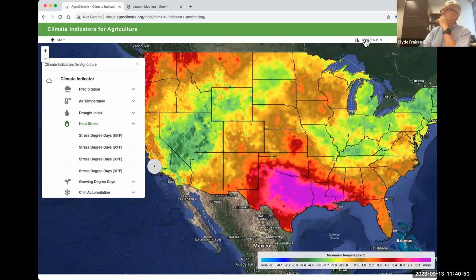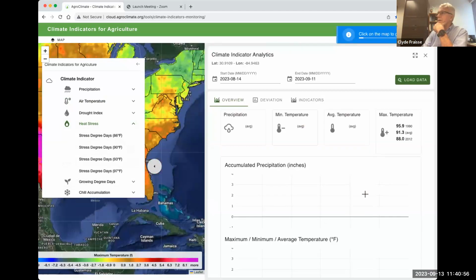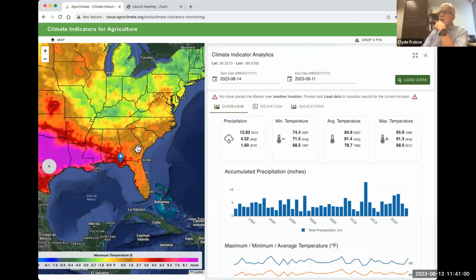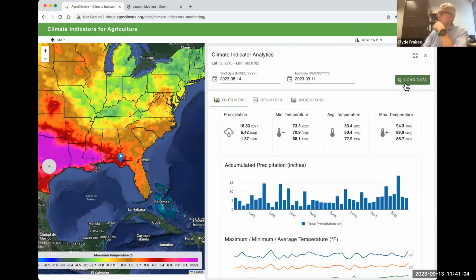One thing that I want to mention is this drop-a-pin. Basically, this is what I was saying, that if I pick a place here in the Panhandle, let's put it over here, every time you move this marker, you have to load the data so that you update. This is what I was showing.